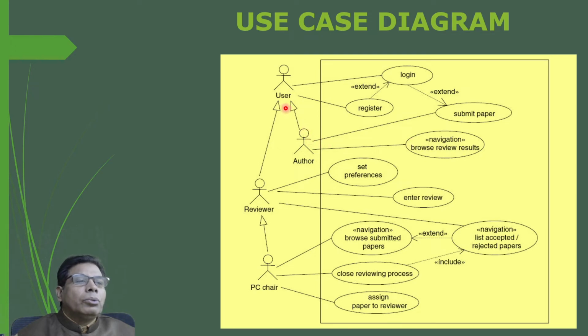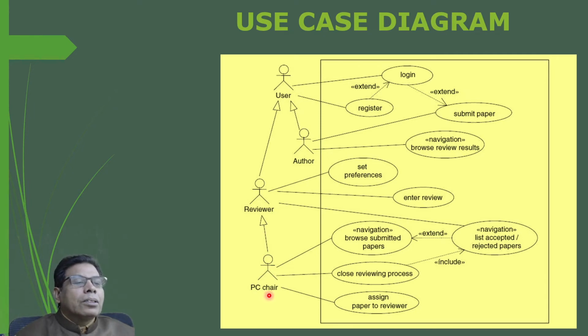So the user will first register with the system, and then he will be given the login. So you can log in to the system and submit the paper. Then the author, or the user acting as the author, can navigate to the review result. You can see the review result, whether it is selected or not. Then the reviewer, which is another actor, will be setting the preferences of the papers and he can enter the review of the paper. And then he can also use the navigation to list accepted or rejected papers, so you can put a paper in the particular list. Then the next actor is the PC chair.